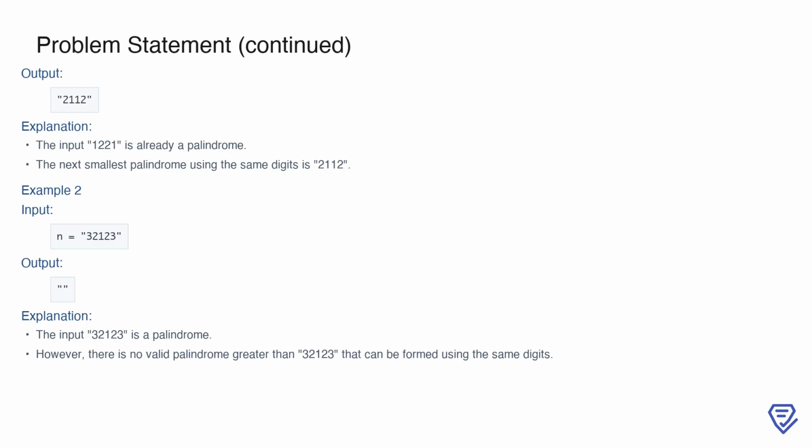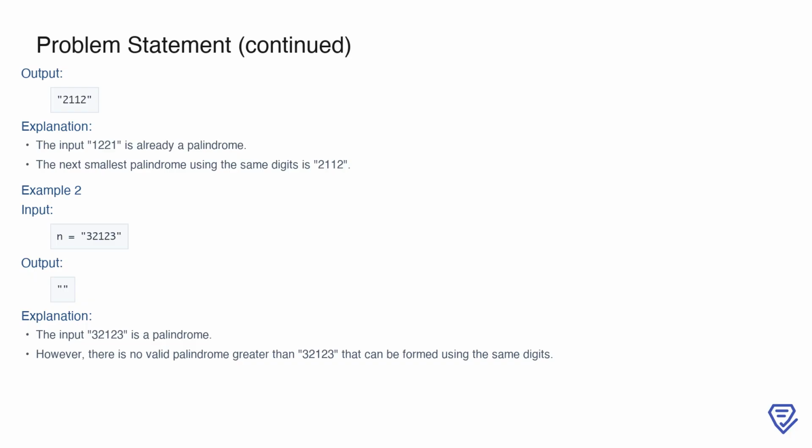For example, consider the input n equals 1221. This input is already a palindrome, but the task is to find the next smallest palindrome that uses the same digits. The output in this case would be 2112, because it is the next valid palindrome that can be formed with the digits of n.